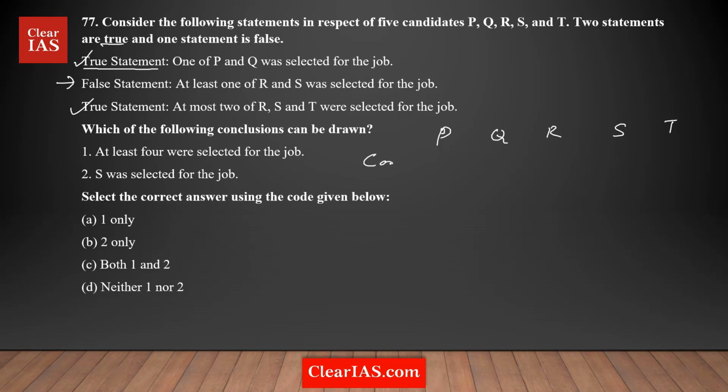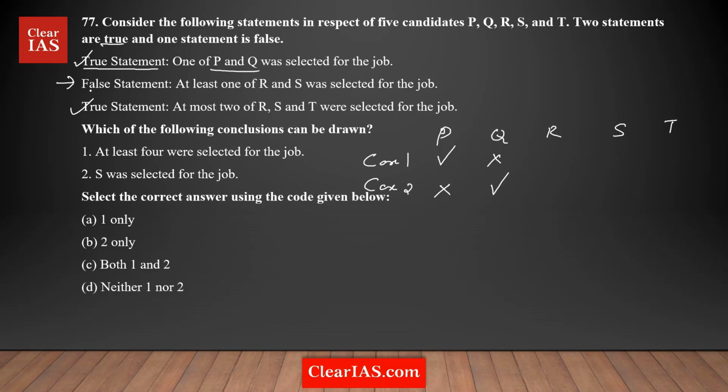That is case 1. In case 1, P is selected. I'm considering this case. P is selected, but Q is not selected. See, only one of them is selected. This is one case, or there could be one more possible scenario where Q is selected, but P is not selected. So there are 2 cases you need to consider based on the first statement.